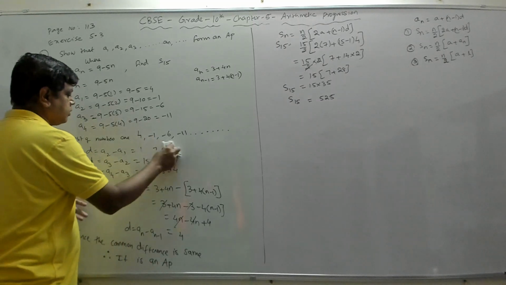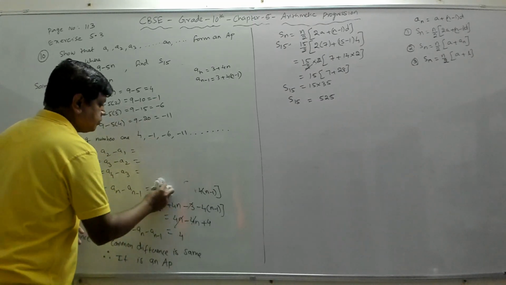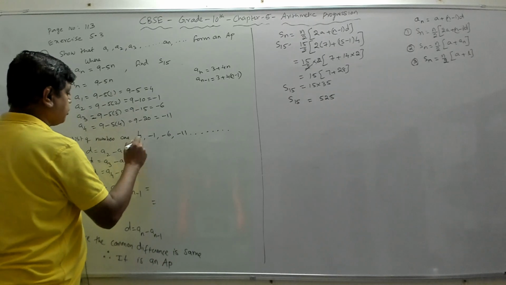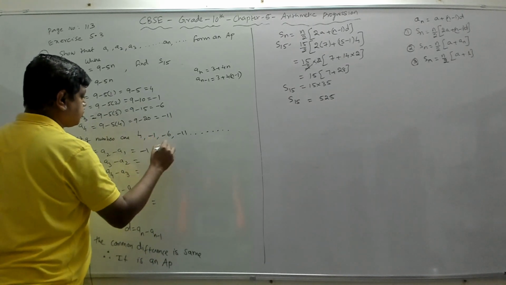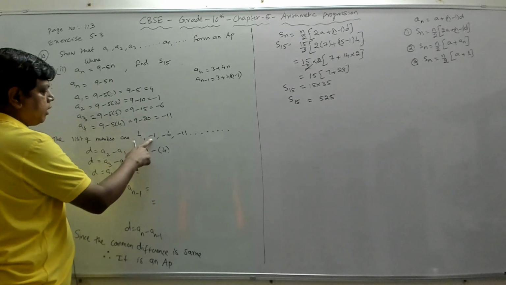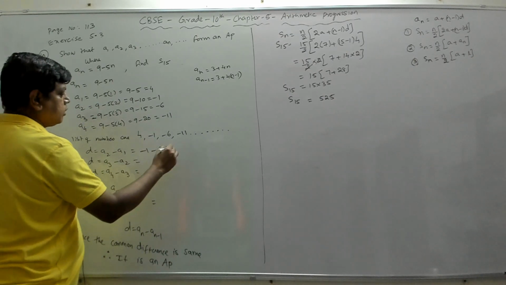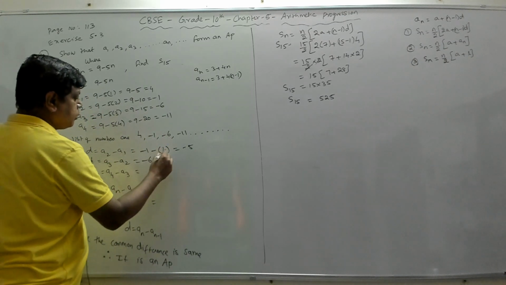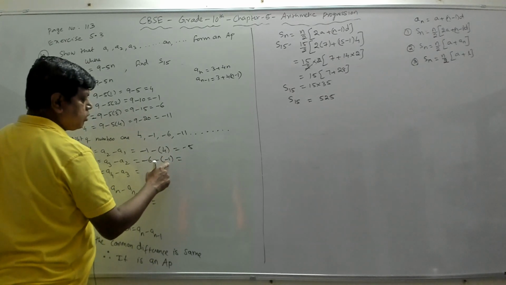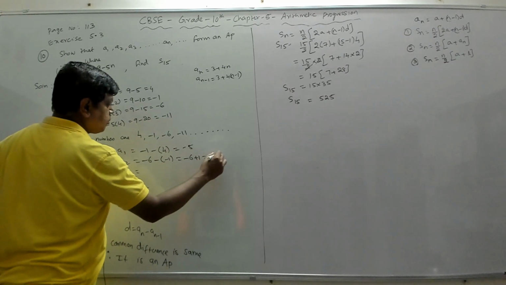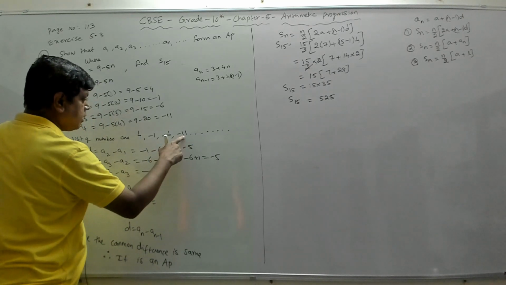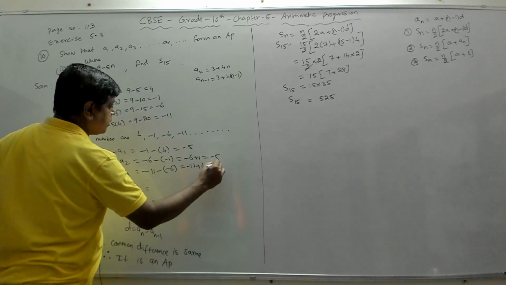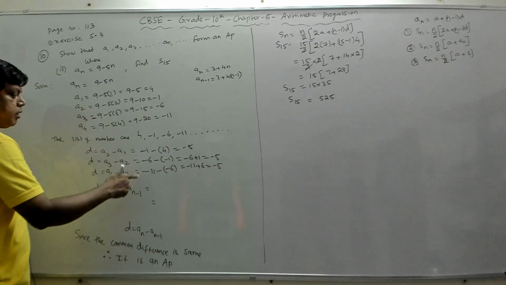A2 minus A1. Now what is A2 minus A1? A2 is minus 1, minus A1 which is 4. That gives you minus 5. Now again A3 minus A2: minus 6 minus minus 1 is minus 6 plus 1, that is also minus 5. So similarly A4 minus A3: minus 11 minus minus 6 gives you minus 11 plus 6, that is also minus 5. So the common difference is coming as minus 5.